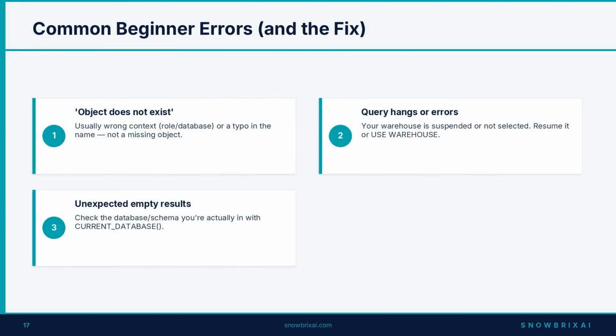Let us collect the common beginner errors in one place with the fix for each. First, object does not exist or not authorized. That is almost always the wrong context: a role or database mismatch, or a typo in the name.